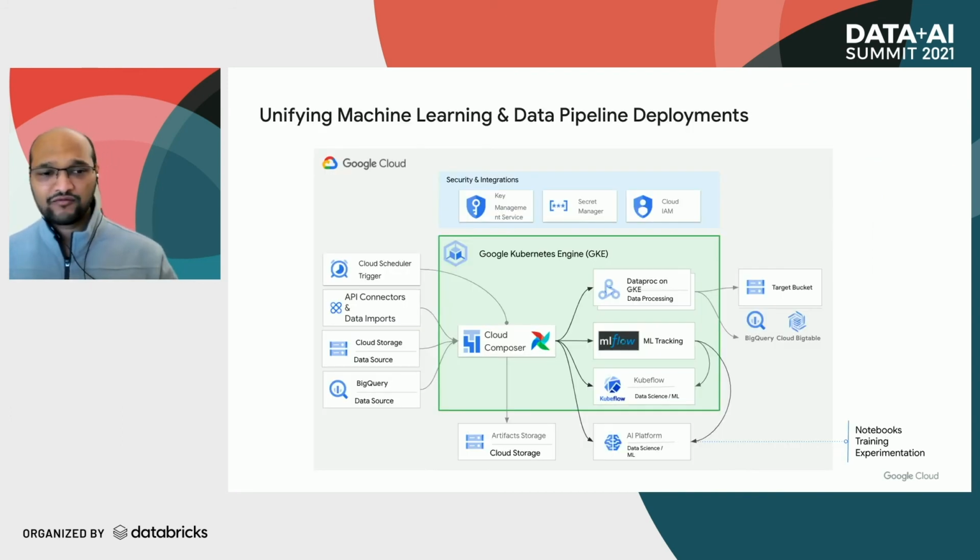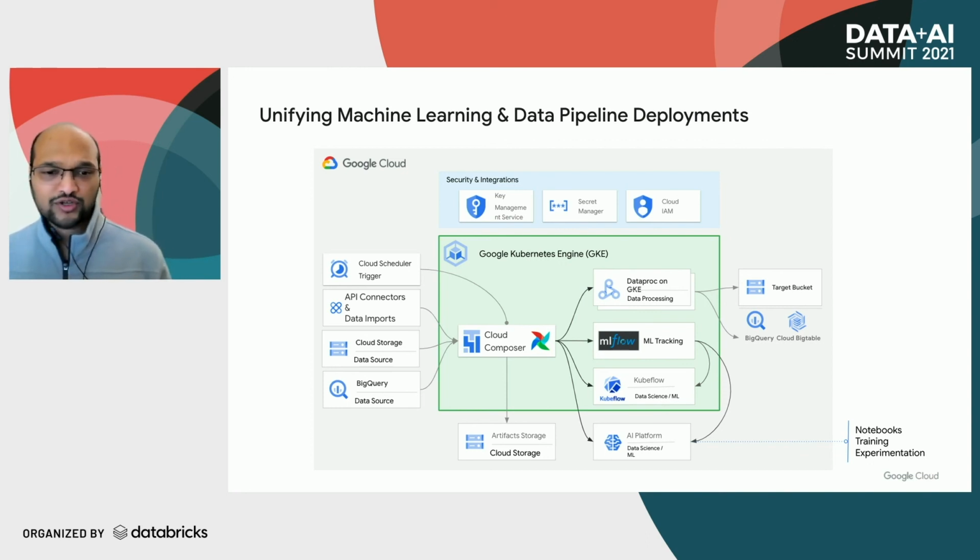So expanding from that first pattern of orchestrating data pipeline, here we are actually using Cloud Composer or Airflow to orchestrate data pipelines and machine learning pipelines. The Composer is running on GKE backend, which is integrating with API connectors through Airflow operators or sensors, which may be reading data from cloud storage or BigQuery that may act as both sources and sink.